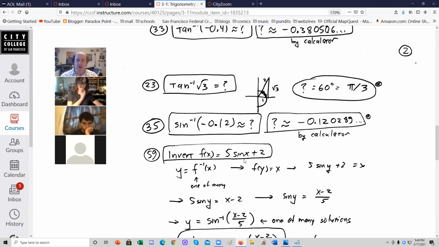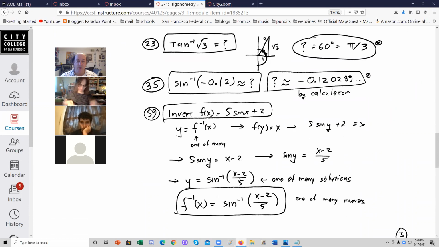So to invert f of x equals 5 sine x plus 2, if y equals f inverse of x, then f of y equals x. So put y in here and get 5 sine y plus 2 equals x. Then proceed to solve for y. You subtract 2, divide by 5, sine y equals (x minus 2) over 5. And then, okay, arcsine of that. It's one of many solutions, so I'll accept that. Arcsine of (x minus 2) over 5 is the inverse function.